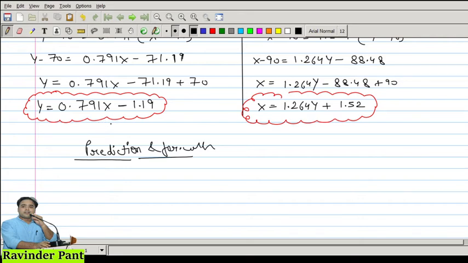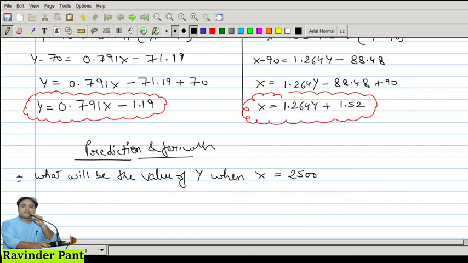y and x, can you tell me what will be the value of y when x is equal to 2500?